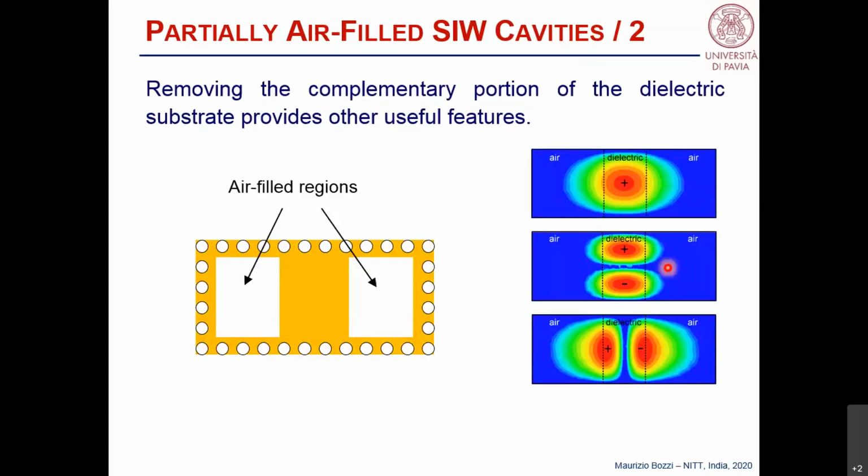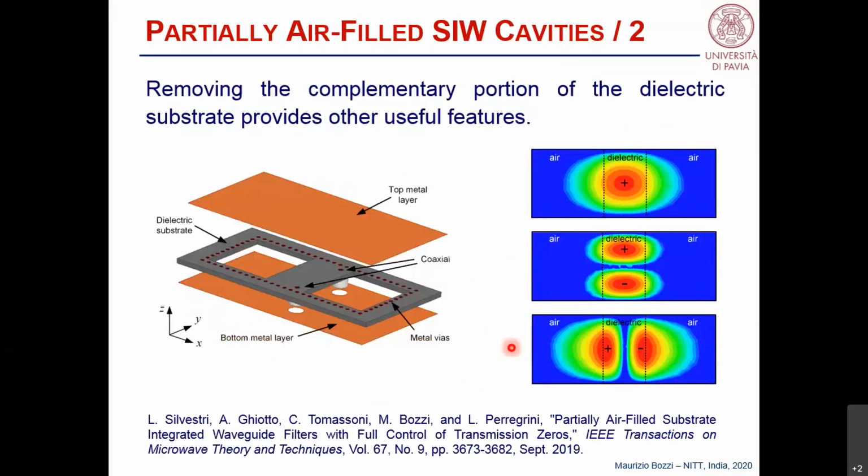We can do the same by using a complementary solution. So we can remove the dielectric in the side portions of the waveguide, of the cavity. In this case, we have air-filled regions here and here, and the resonant modes look like this. What we do is use the second and third mode to design the filter, and the fundamental mode here as a non-resonating mode to introduce a transmission zero.